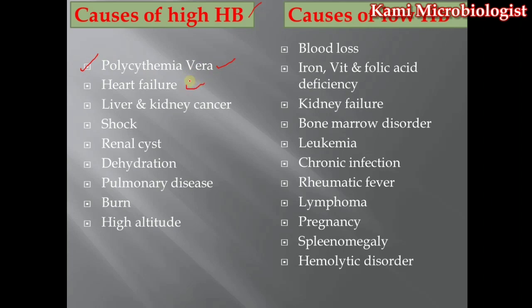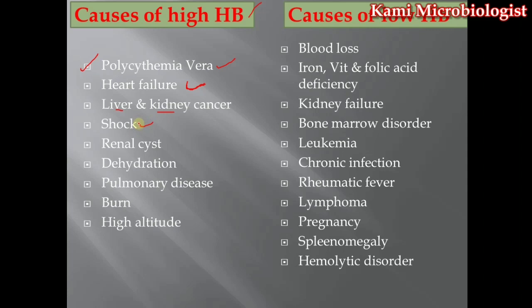Heart failure. As you know, the heart pumps the blood. So if the heart fails, what happens? The hemoglobin concentration also increases. Then we have liver and kidney cancer. The liver is especially responsible for the metabolism process. The kidney contains the adrenal gland that can produce erythropoietin. So due to the disorder, meaning cancer in these two organs, obviously the hemoglobin concentration is increasing.